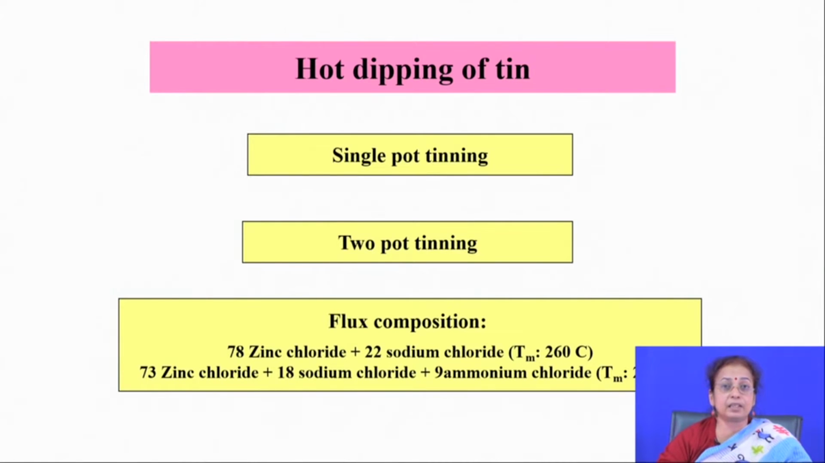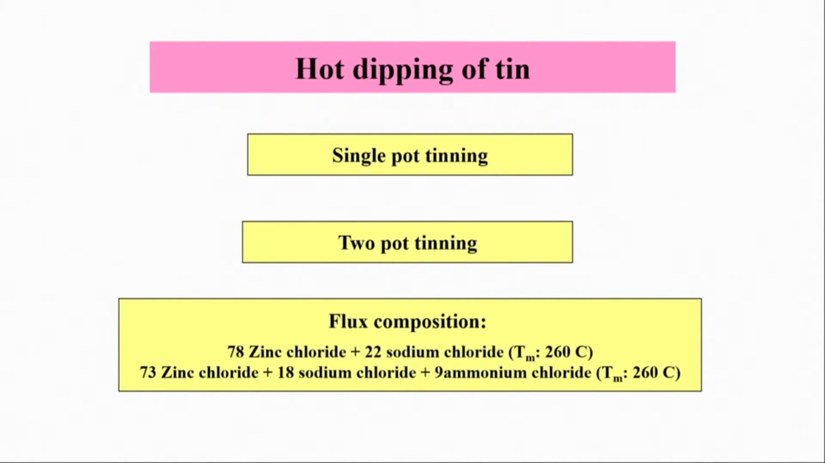So, like in aluminum, the tin coating can also be applied in two ways: one is single pot tinning, another one is two pot tinning. When you apply tin coating, there is not much intermetallic phase formation. So, tin is there in pure form on the surface. Usually there is no need for any further heat treatment operation.